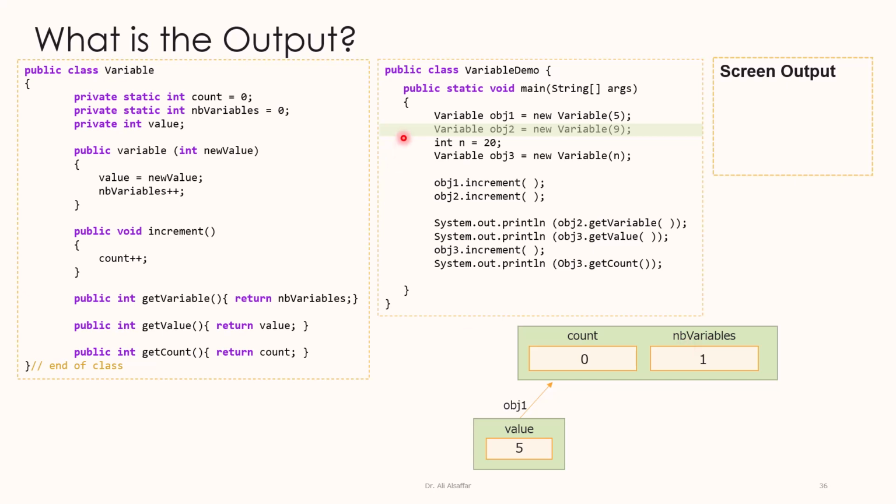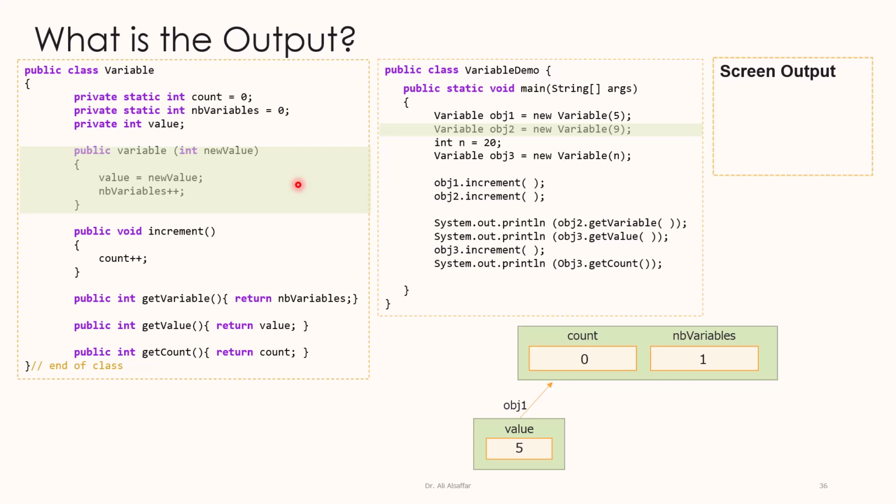The next statement also creates an object from the class variable by calling its constructor with an input parameter equal to 9. The constructor will save 9 into the instance variable value and it will increment NB variables by 1. So NB variables will change to 2, and at the same time a new object will be created with instance variable value equal to 9.